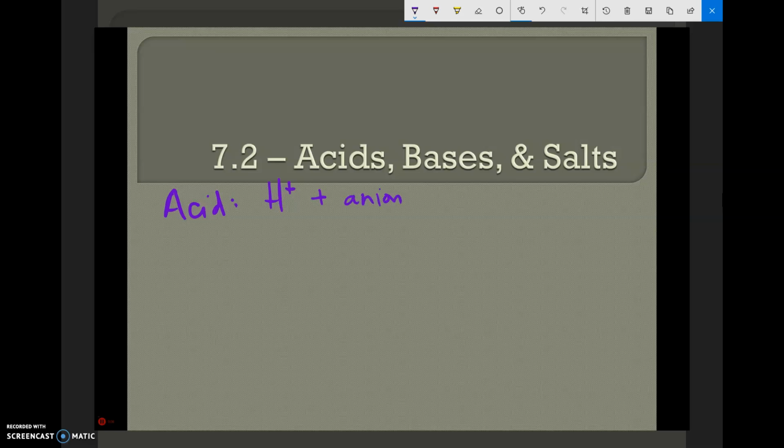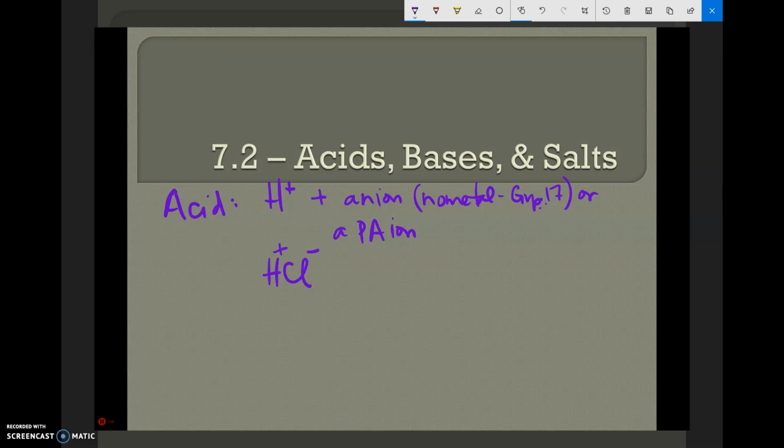And this anion is going to be either another nonmetal, mostly from group 17, but there can be others. Group 17 is just the most common. And it can also be a polyatomic ion with a negative charge. So, for example, if you see hydrogen and a Cl, there's your hydrogen ion.